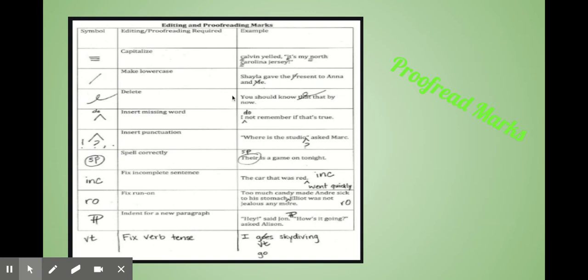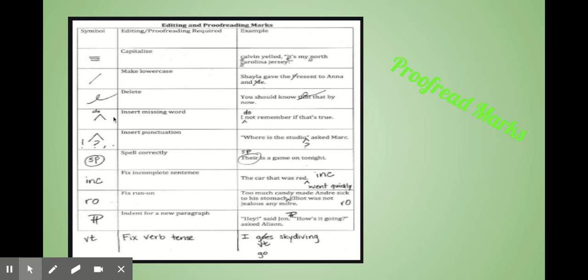This slash means lowercase. So here in the example, they made the word present capitalized, and it does not need to be. So they put a slash through it, again, to just remind themselves that when I get ready to publish, I will make that a lowercase letter. This symbol stands for delete when you want to take something out. And this symbol stands for insert missing words. This symbol also stands for insert.